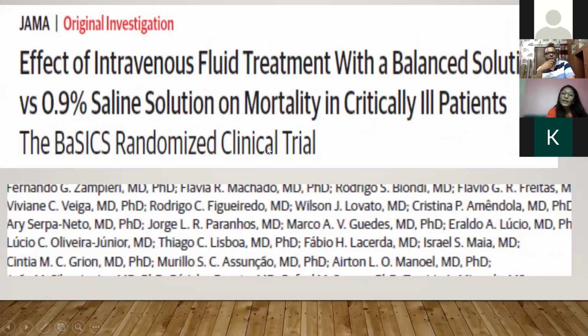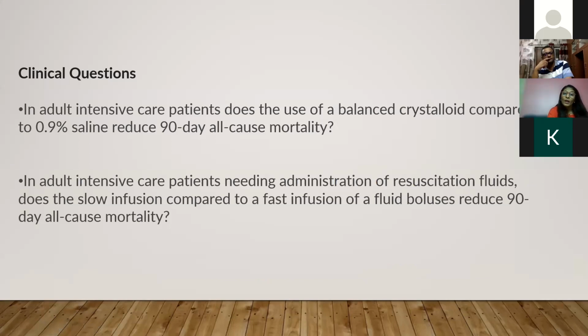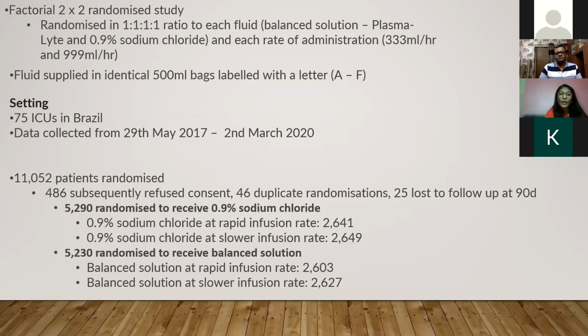Now the latest study that has come is the BASICS randomized trial. It is a huge study released recently in JAMA. This study addresses two clinical questions relevant to us. One, in adult intensive care patients, does the use of balanced crystalloid compared to 0.9% saline reduce 90-day all-cause mortality? And two, in adult intensive care, does the speed of IV fluid administration bring about any change in mortality? It is a factorial trial with 2x2 randomization.